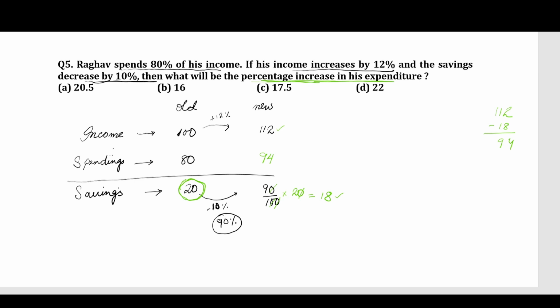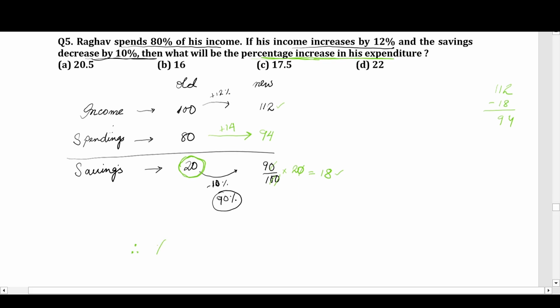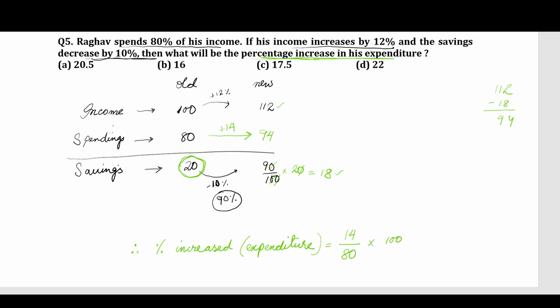So the new expenditure is 94, which means 80 plus 14. Therefore, percentage increase in expenditure: the increase is 14, out of the original 80. Percentage is 14 by 80 into 100, which gives 35 by 2, that is 17.5%. Option C, 17.5%.